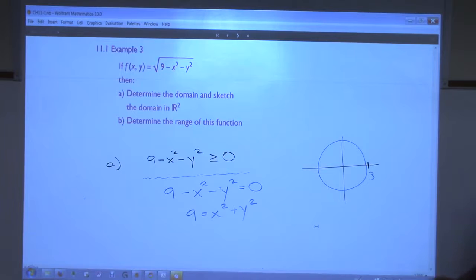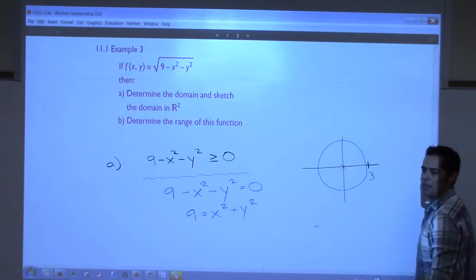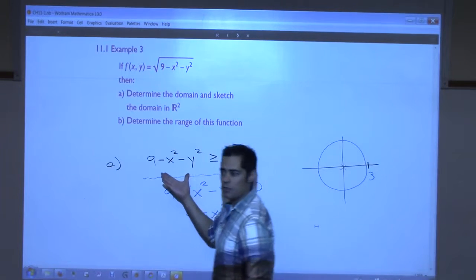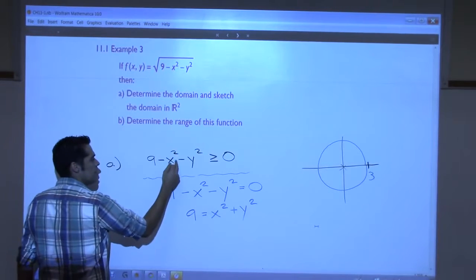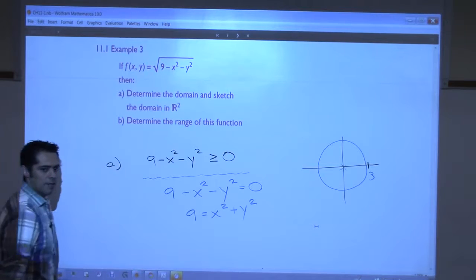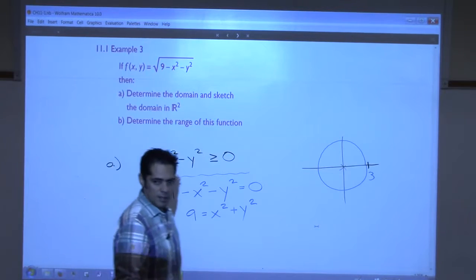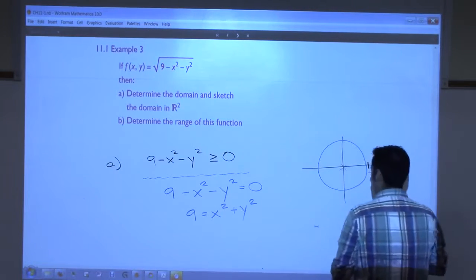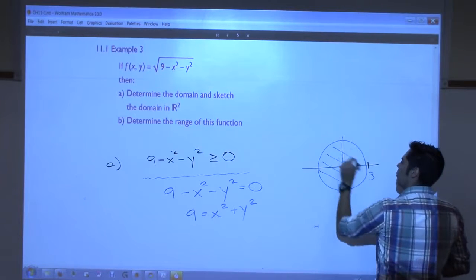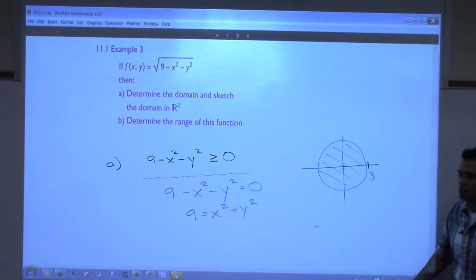The question is, is it the inside or the outside? So how can you check? Just test a point, 0, 0, and check it in the original inequality. Is it true? Is 9 minus 0 squared minus 0 squared greater than or equal to 0? Yes. So it's everything inside, since it worked. So when I graph this function, it should only exist above this circle. Outside that circle, there's no picture.